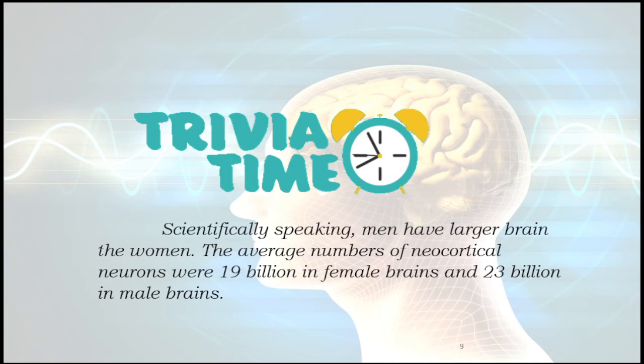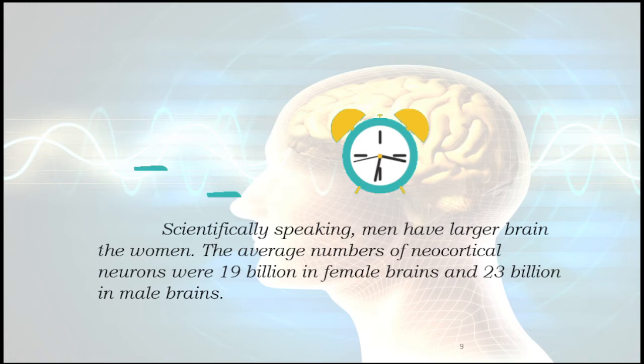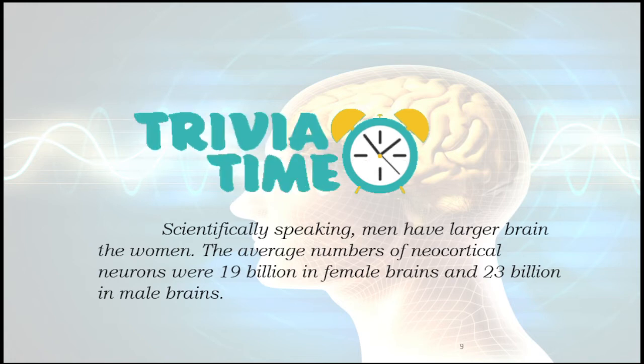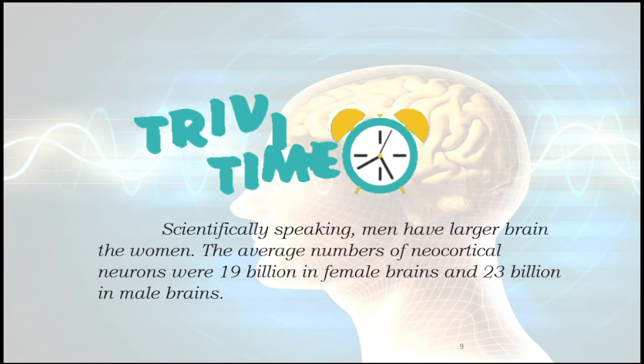Now we are done with the different sections or portion of my presentation. Let me share with you this trivia. Scientifically speaking, men have a larger brain than women. The average numbers of neocortical neurons were 19 billion in female brains and 23 billion in male brains. To check your understanding of our topic for today, let us have the following activities.